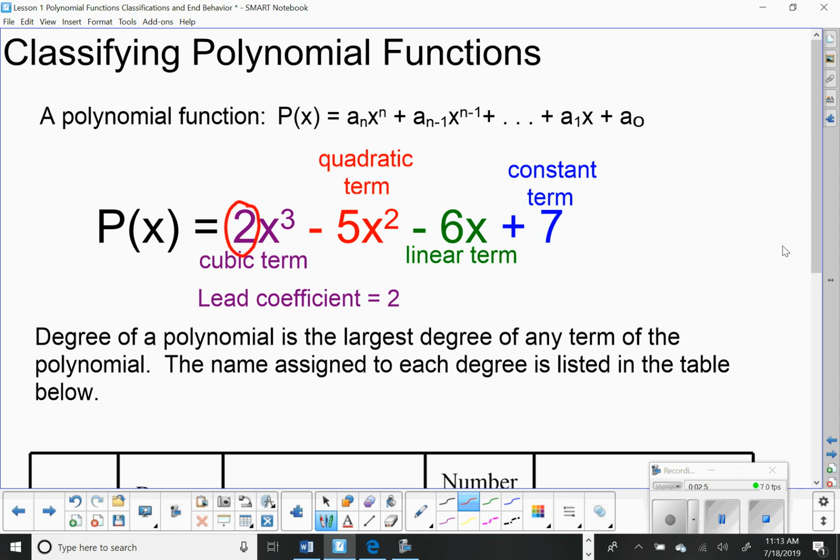If you have multivariables, more variables than just one, you simply add all the degrees together of each one of the variables within a term to get the degree. That's just a little side note. We're not going to worry about that here.